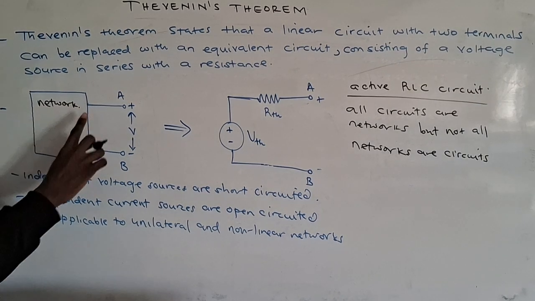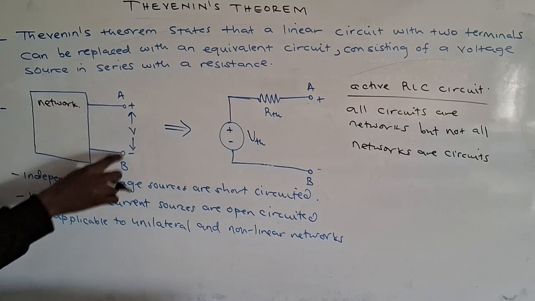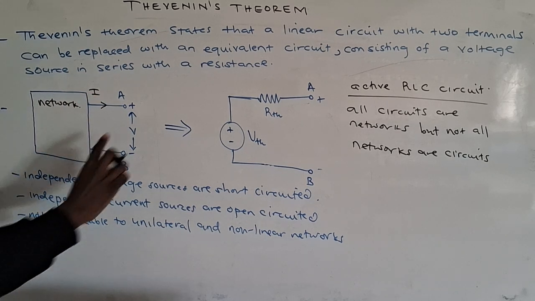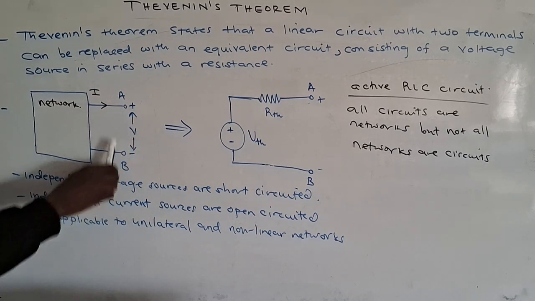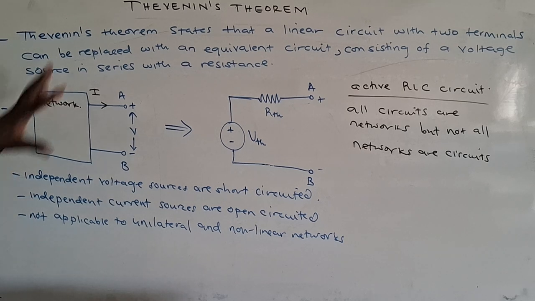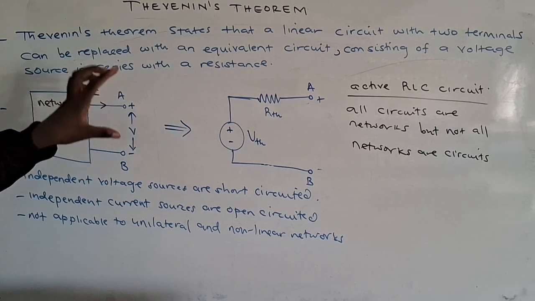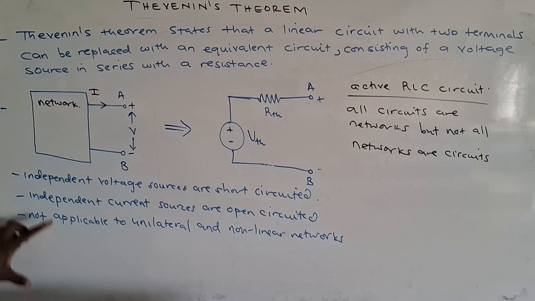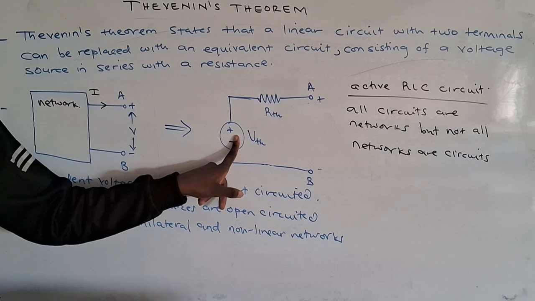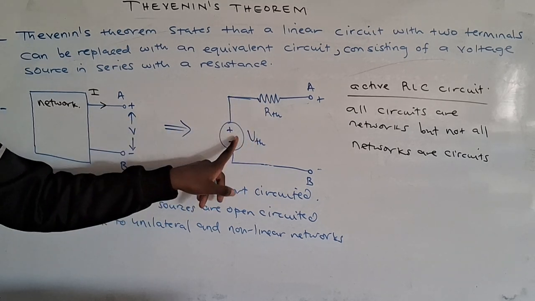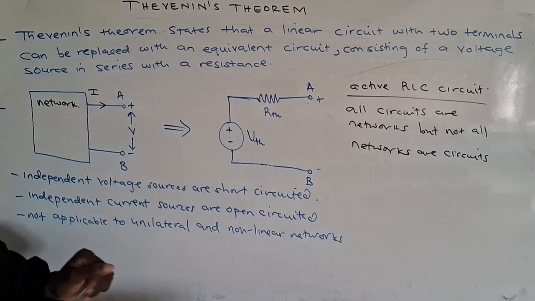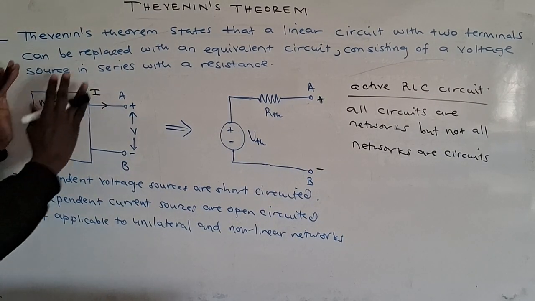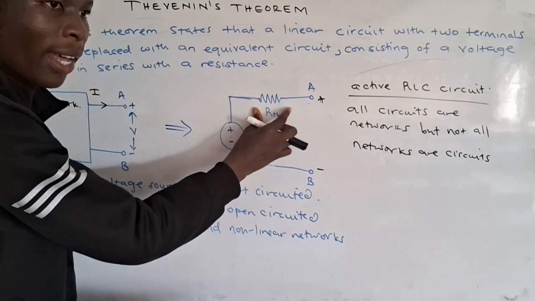So what will happen here? This active RLC circuit has two terminals. Suppose this is the current from this network, I. This is the potential difference across the two terminals. Thevenin's theorem is saying you can remove this network and replace it with a voltage source and a resistor in series. This is A, this is B. These are the terminals, positive, negative. So you can replace this network with a voltage source and a resistor in series.